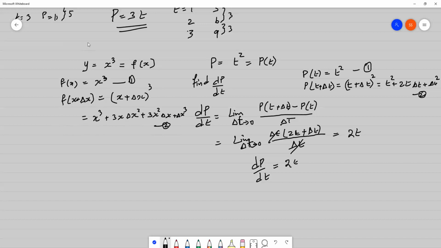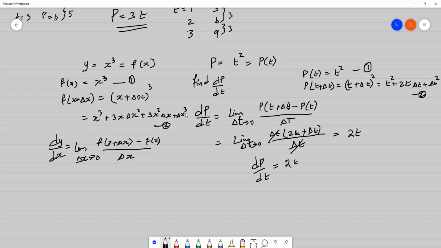Now you are asked to find, in this case it is y and x. So you are asked to find dy by dx. You will find dy by dx. dy by dx is limit del x tends to 0, not del t in this case, del x tends to 0. f of x plus del x, instead of p of t plus del t, I am writing f of x plus del x minus f of x divided by del x. The numerator is the second equation minus first equation.